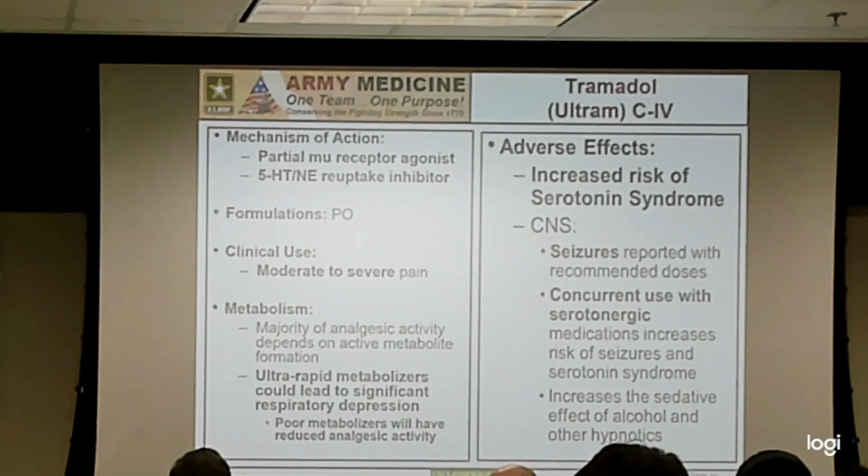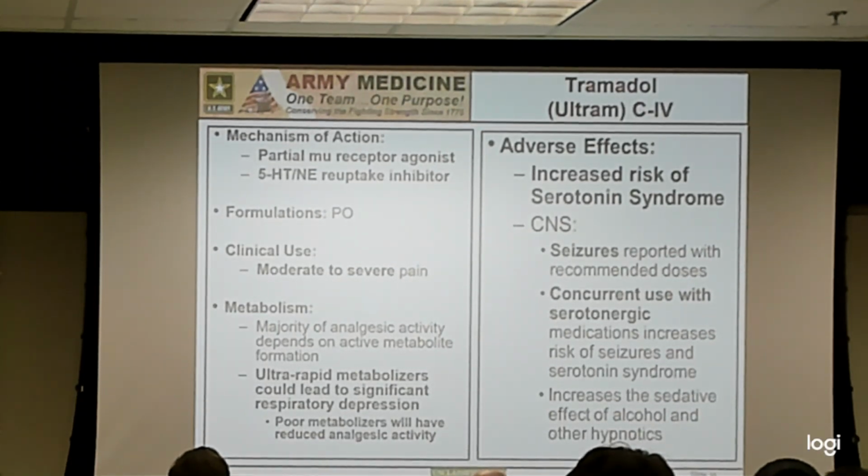And then you have your side effects, your CNS effects, specifically looking at your seizures. And again, when you're giving it with other medications that have that serotonergic action with them.